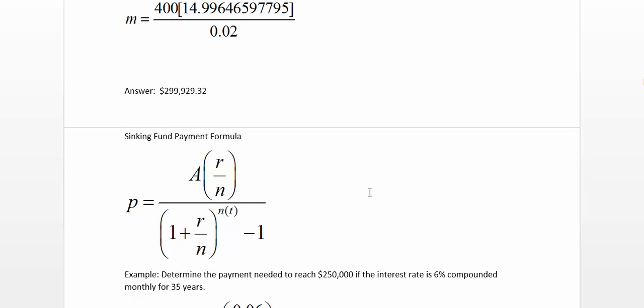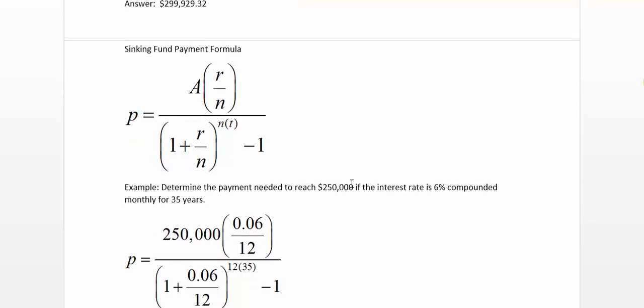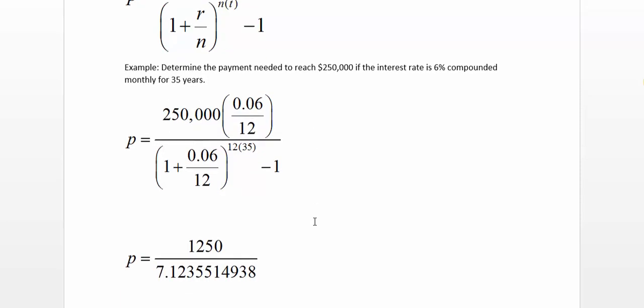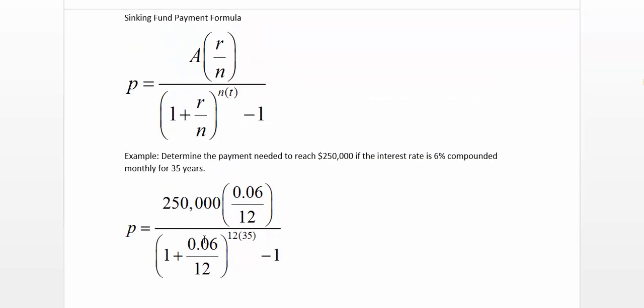The other formula that's in this section is called the sinking payment formula, and this is where you figure out what the payments are you need to make in order to accrue a certain amount of money. So let's work an example. Determine the payment needed to reach $250,000 if the interest rate is 6% compounded monthly for 35 years. So again, I took my numbers into the formula, and I think I probably would start in the denominator here, because once I've calculated the denominator, I could store it, do the numerator, and divide.